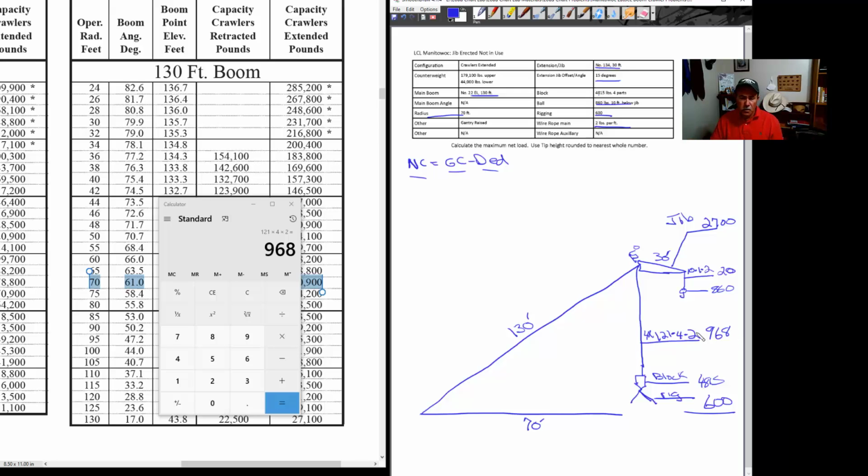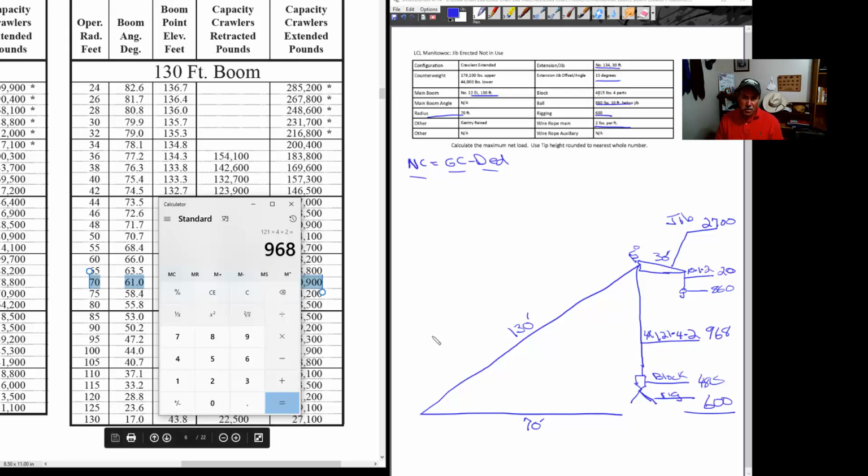That is the deduction weight for the wire rope that's being used to pick up the load. But I'm going to double check that to make sure I didn't enter a number incorrectly. Yep, 968 is the number we need.